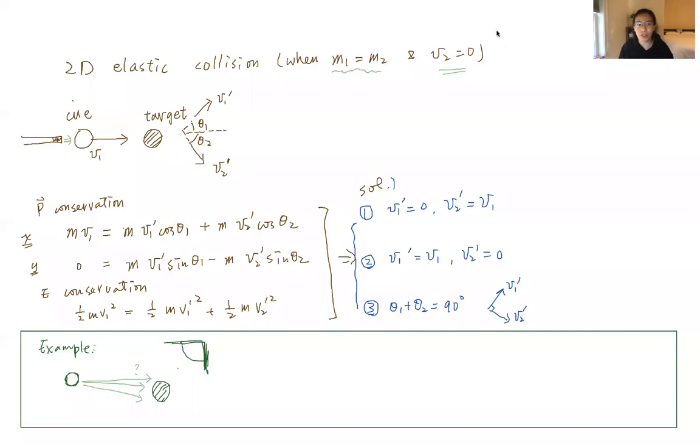One of the most interesting elastic collisions is billiards. It's a two-dimensional collision where all the balls have the same mass, and we try to use the cue ball, which is the white ball, to make other balls fall into the pocket.